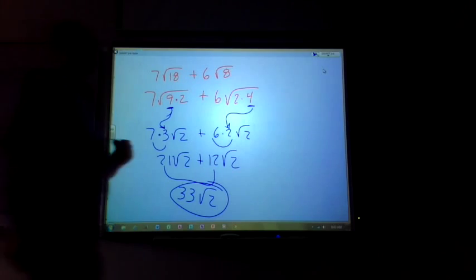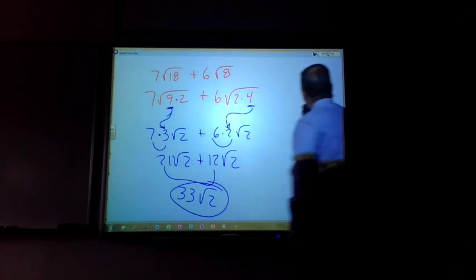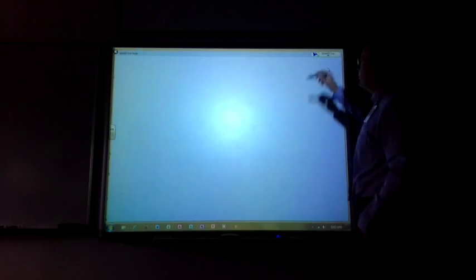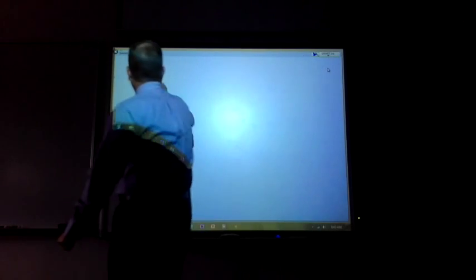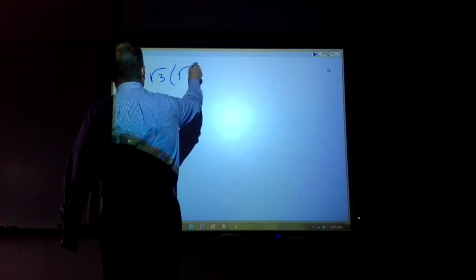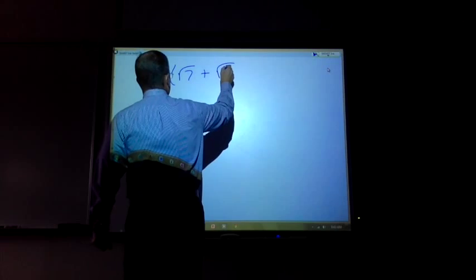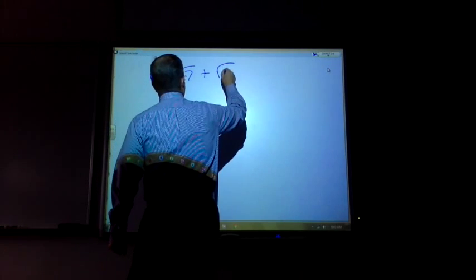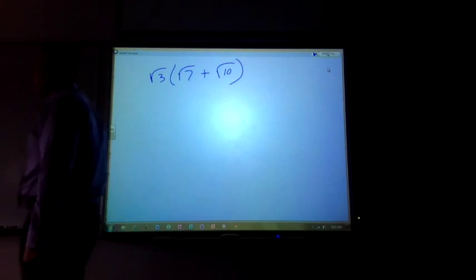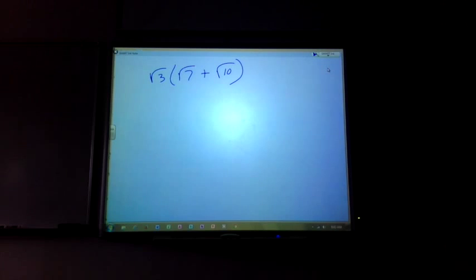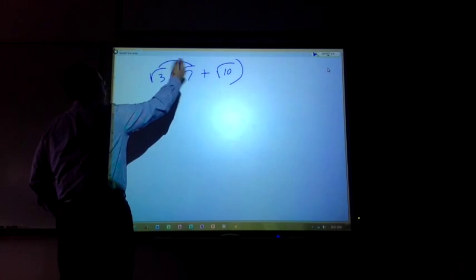So we're going to distribute these as well. Can I clear this? Let's distribute. Let's say I had square root 3 times square root 7 plus square root 10. I'm going to distribute over the parentheses. What do you think? Because I'm multiplying, I can distribute to the inside.